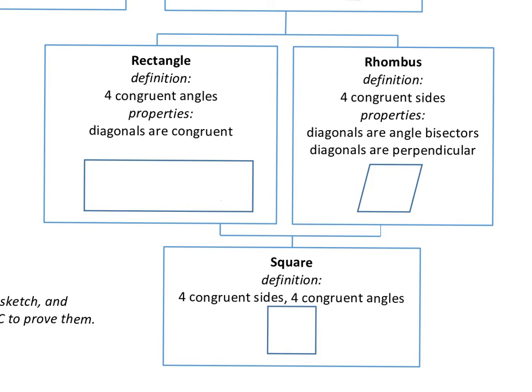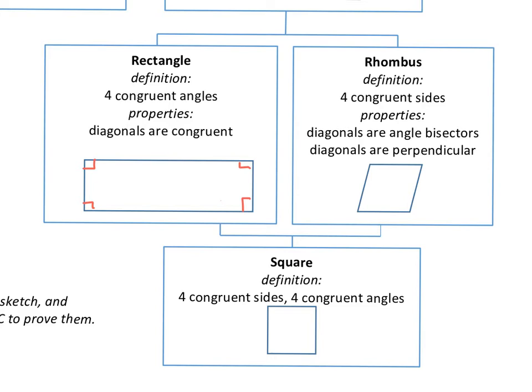Let's next turn our attention to rectangles. And rectangles are a special type of parallelogram, so they inherit all the properties of a parallelogram that we just went over. But in addition to that, the definition of a rectangle is that it's a parallelogram with four congruent angles. So I'm going to go ahead and mark the four angles, and because they all add up to 360 and they're congruent, each of them must be 90 degrees. So I'm going to go ahead and mark them all as having 90 degrees.